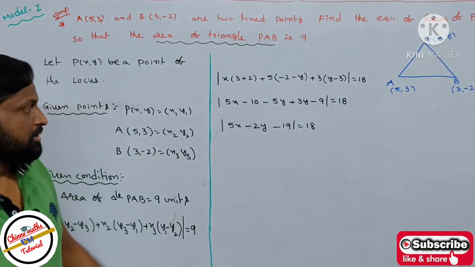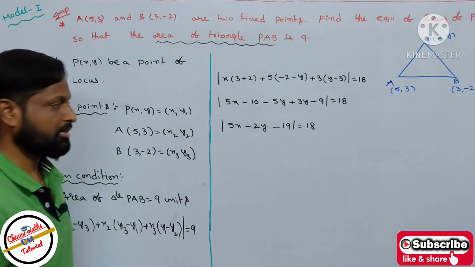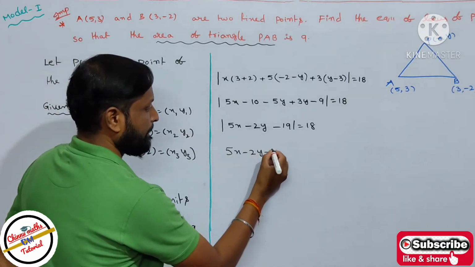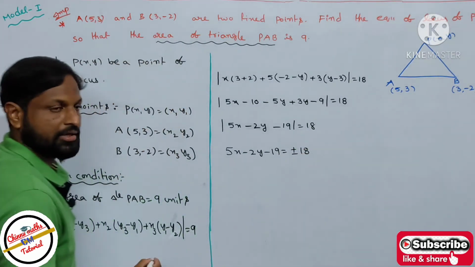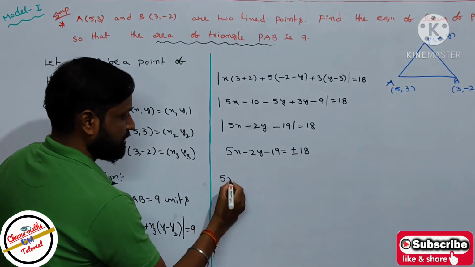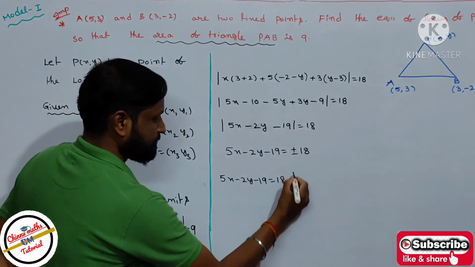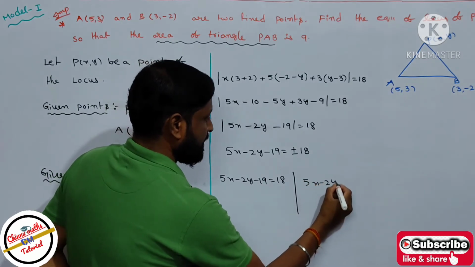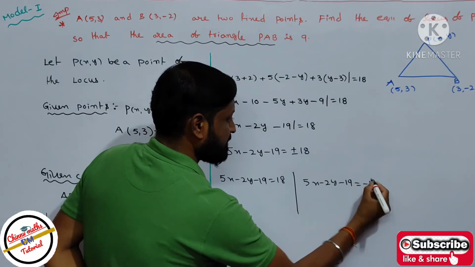Already we discussed, if you remove the modulus value, you can write on the right side plus or minus. So that means 5x minus 2y minus 19 equal to plus or minus 18. Take two cases. The first case is 5x minus 2y minus 19 equal to plus 18. The second case is 5x minus 2y minus 19 equal to minus 18.